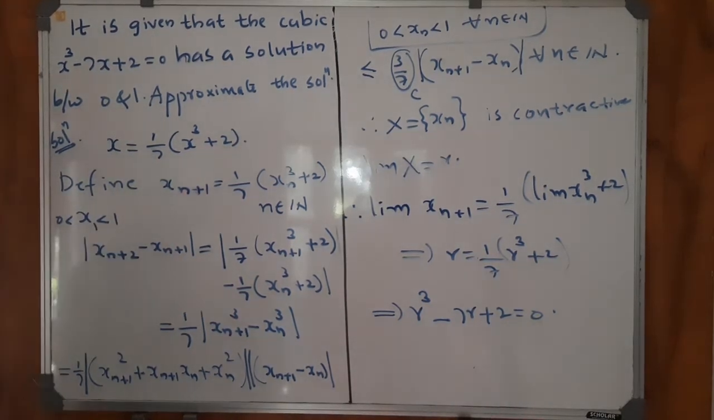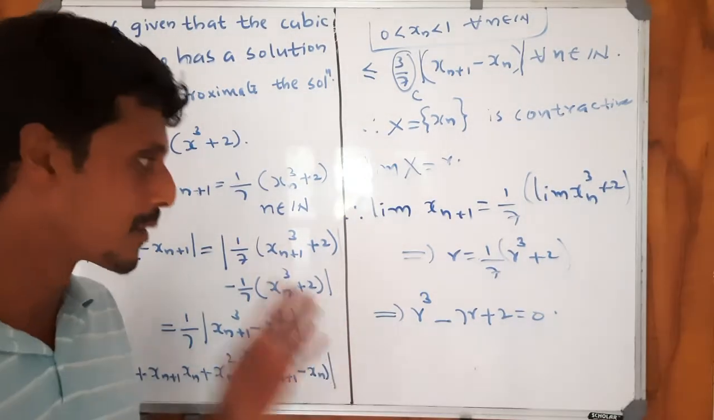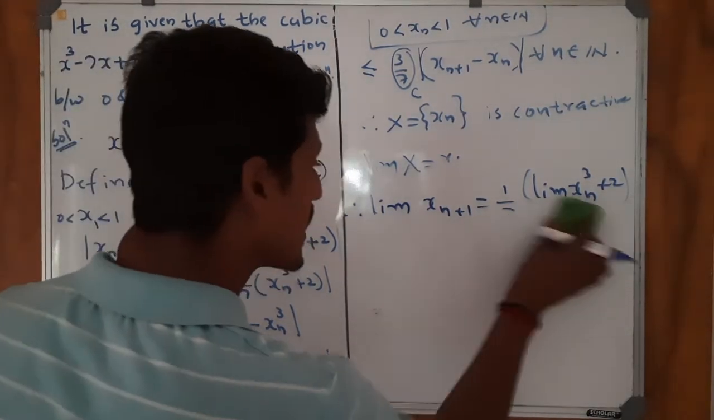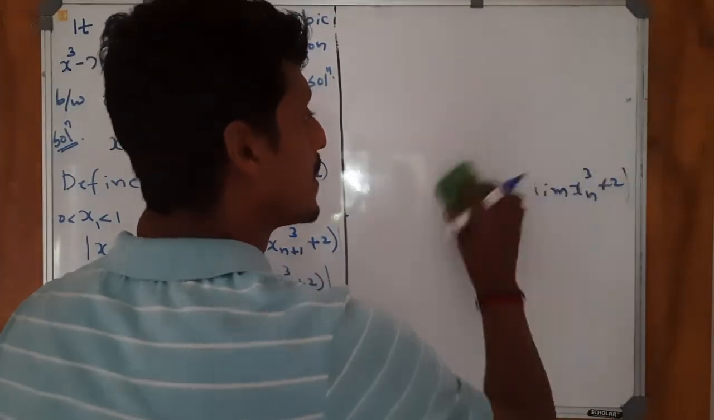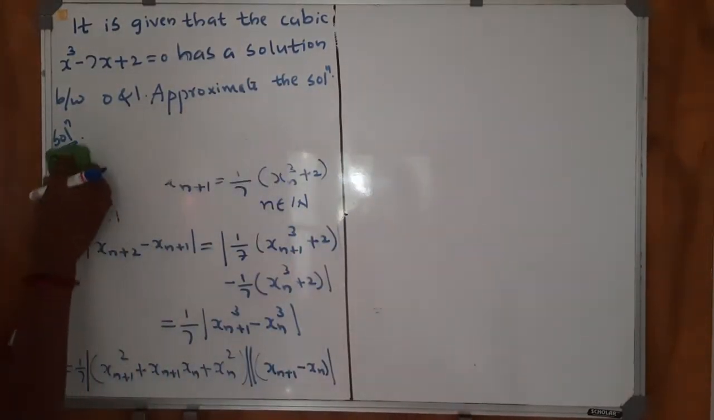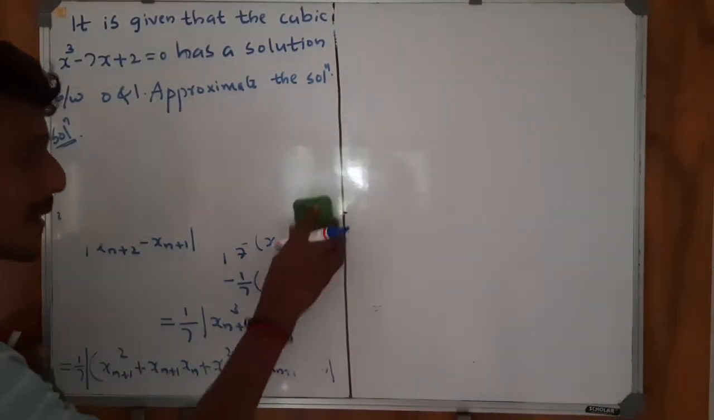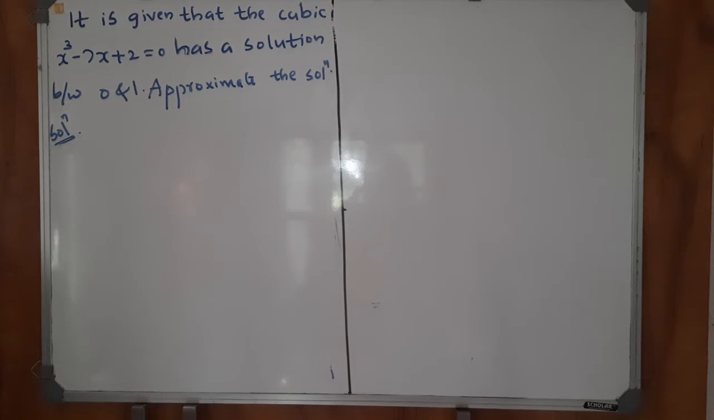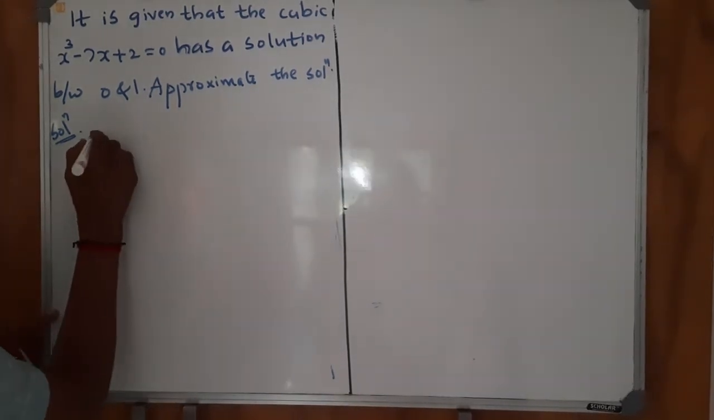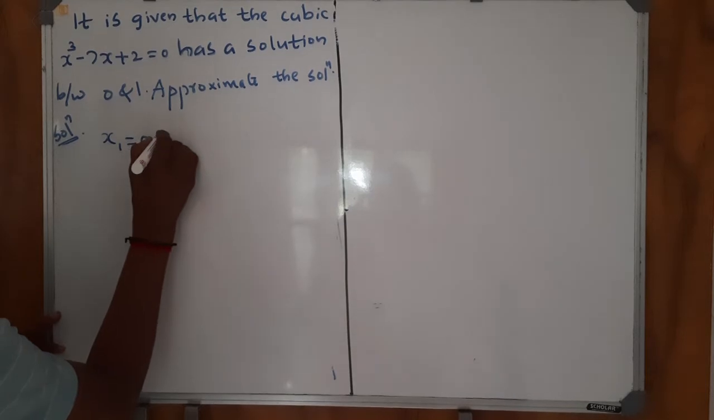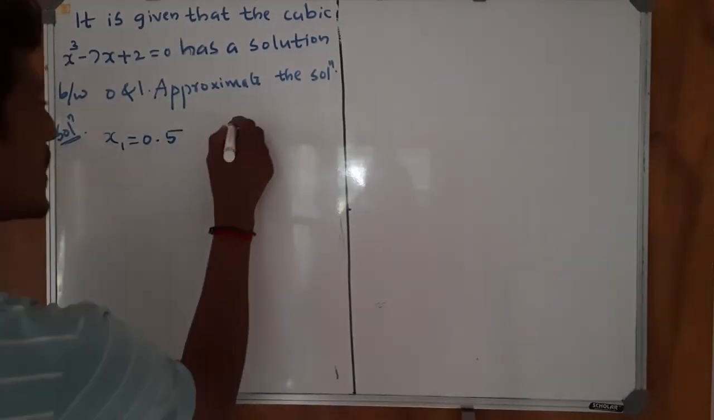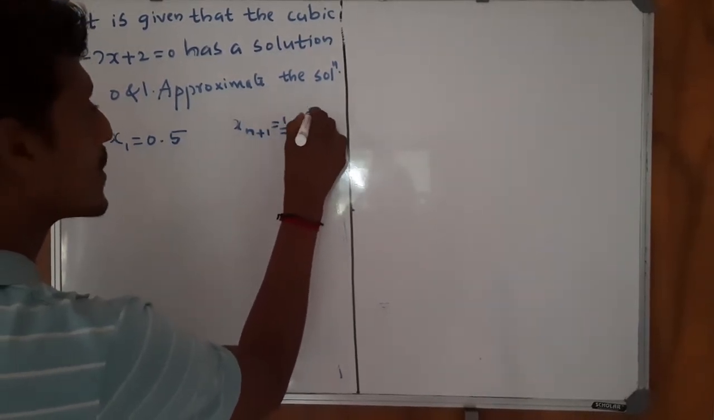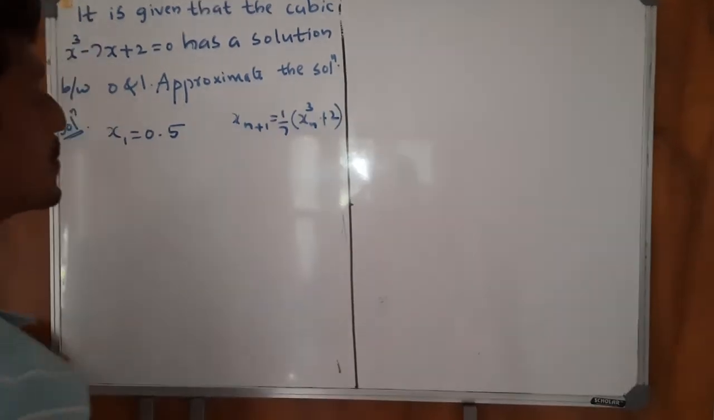Okay, so now let us estimate the approximate root, which lies, of course, between 0 and 1, using the corollary. For that, we have two corollaries, where the first one involves the first two terms of the sequence and the next one involves xn and xn minus 1. So let us first evaluate. Let us choose x1 equal to 0.5. So by definition, we have xn plus 1 is equal to 1 by 7 into xn cube plus 2.